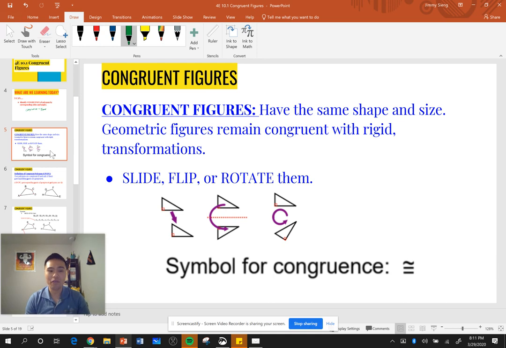So not for everybody, but my left hand is going to be congruent to my right hand, right? Ideally, if you look at my hands, they should be congruent to each other. That's the ideal. Not always in real life, but that's the idea here.